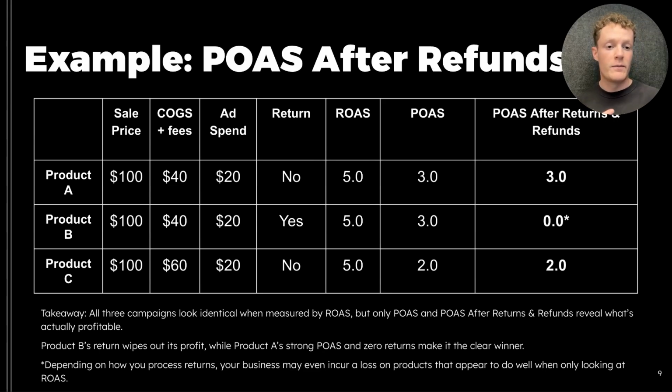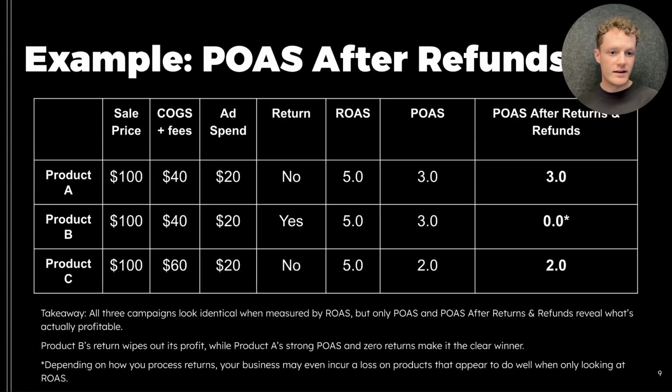Now, based on your previous learnings, you should be aware that this means that the profit on ad spend will differ, as you'll see in the second to last column. For product A and product B, the POAS is 3. For product C, the POAS is only 2.